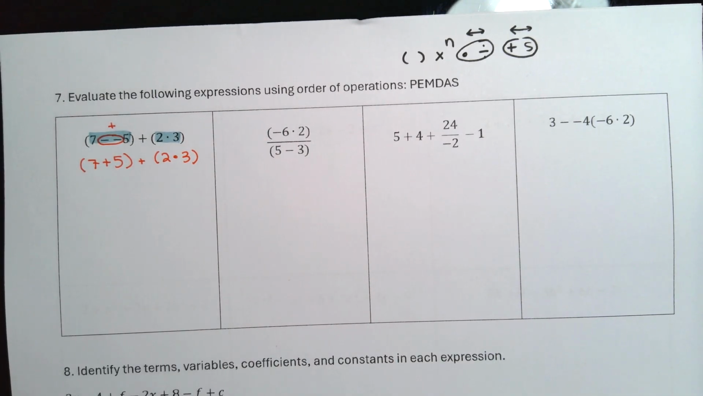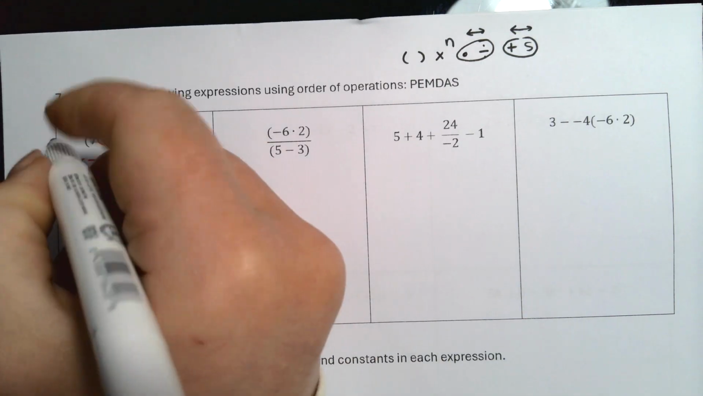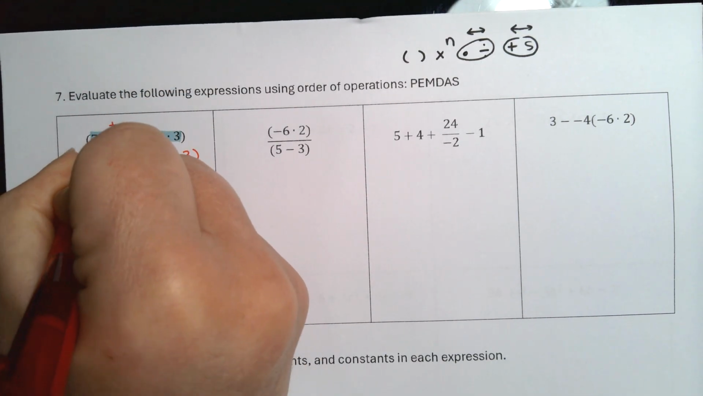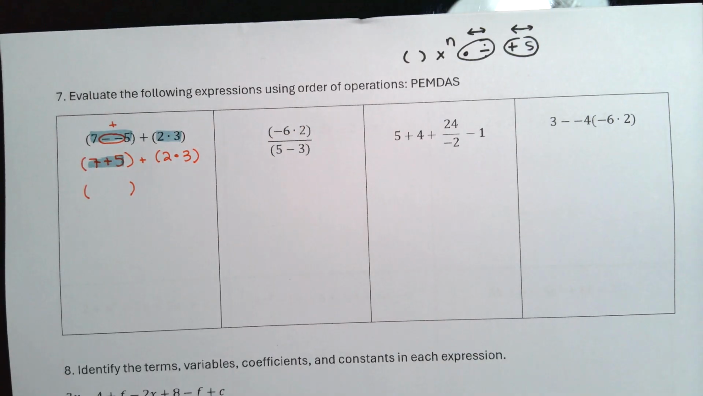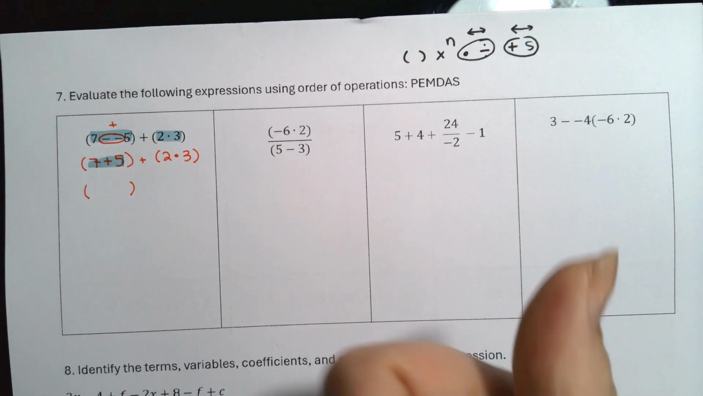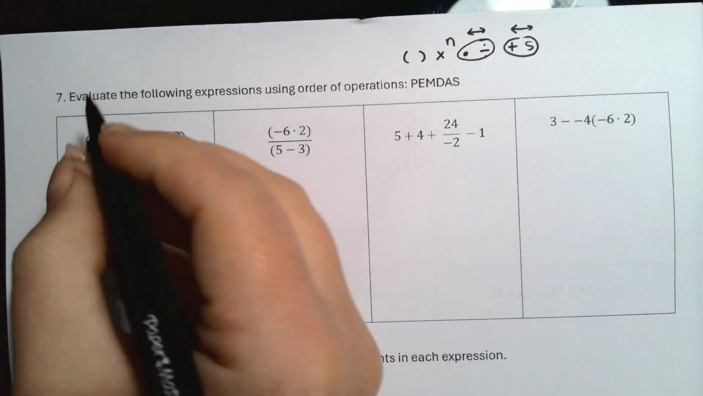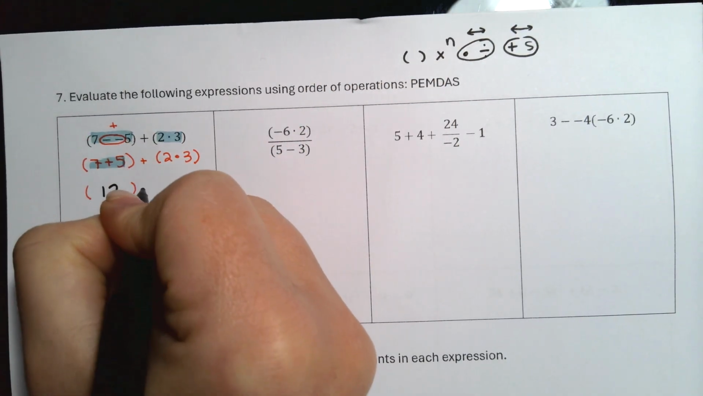Here we have addition, 7 plus 5. So let's go ahead and do that first because it is in parentheses. It's okay that it is addition and we're doing it first. It's in parentheses. So 7, 8, 9, 10, 11, 12. So I have 12 in here and it is okay to use your fingers.